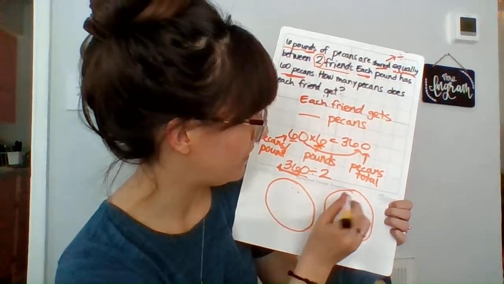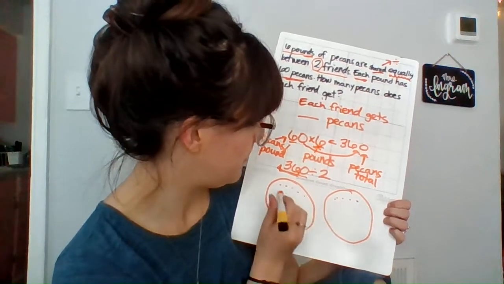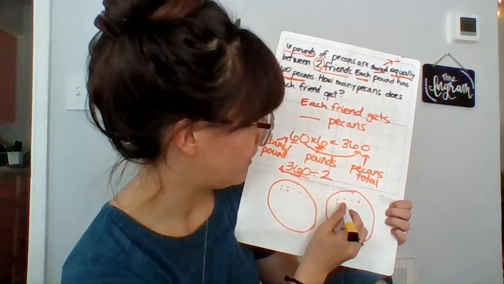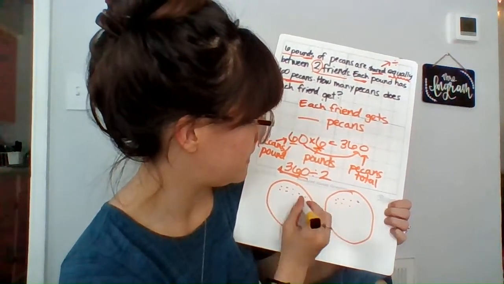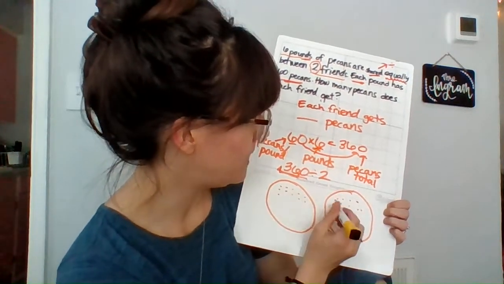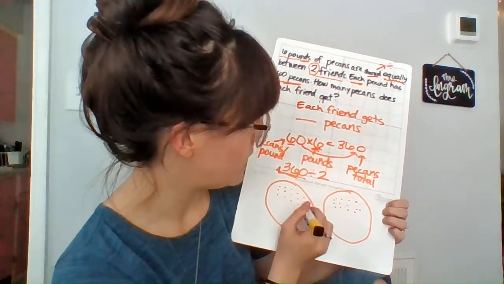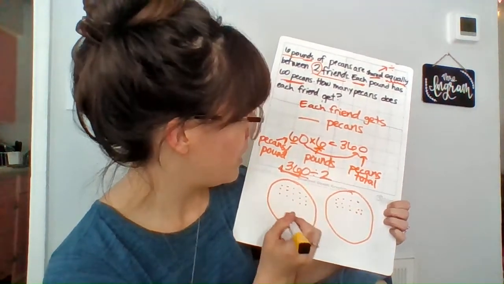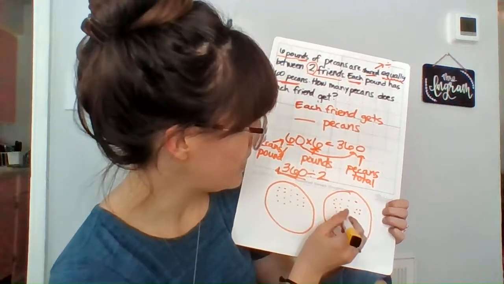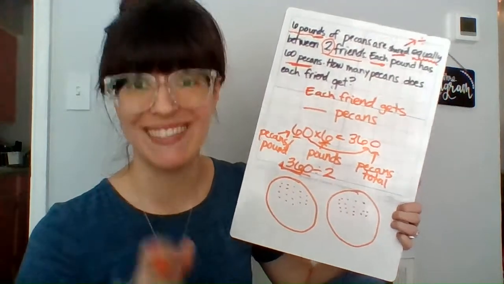1, 2, 3, 4, 5, 6, 7, 8, 9, 10. 1, 2, 3, 4, 5, 6, 7, 8, 9, 10. So now I've got 20, 21, 22, 23, 24, 25, 26, 27, 28, 29, 30, 31, 32, 33, 34, 35, 36. Boom, I got to 36, so I'm going to stop.